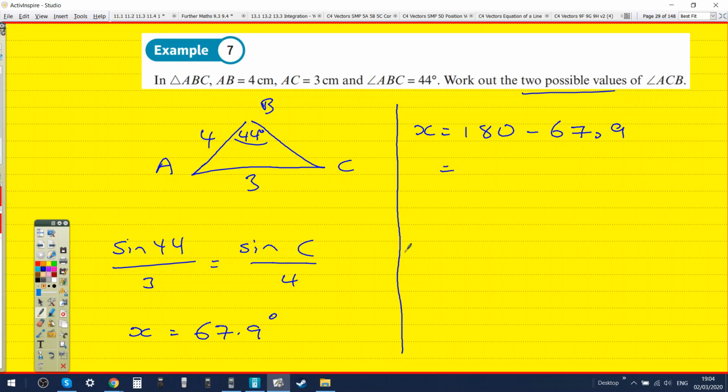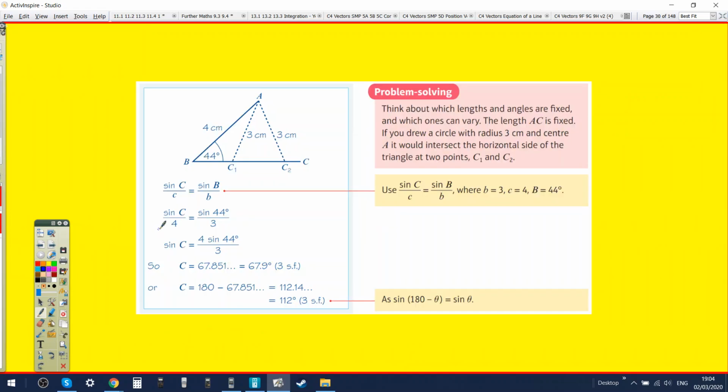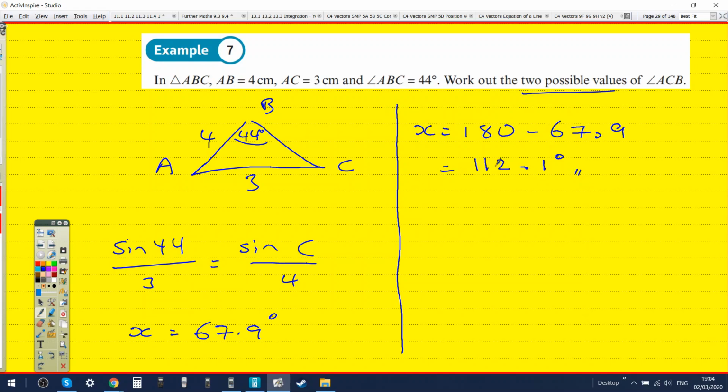So 112.1 degrees. Yeah, and that's it. 112 and 67.9. So for sine, the first answer is always arc sine, and then the second answer is always 180 minus the first answer. Any questions there? Okay.